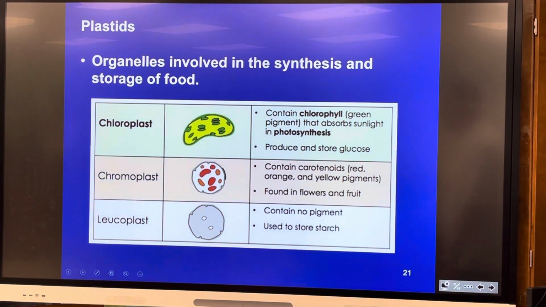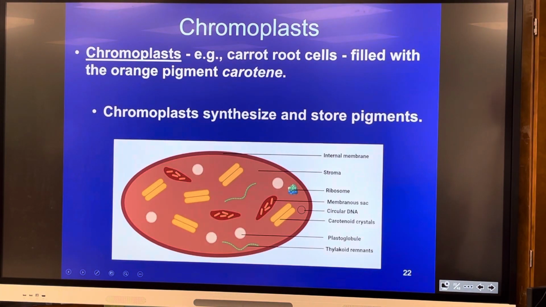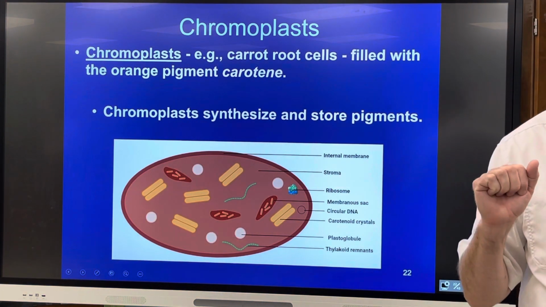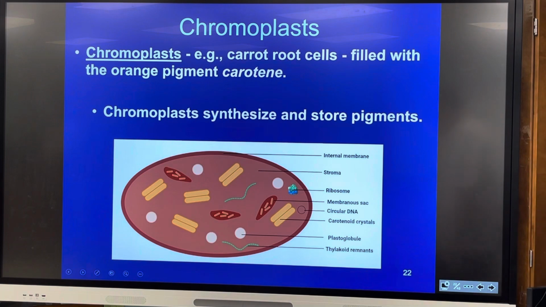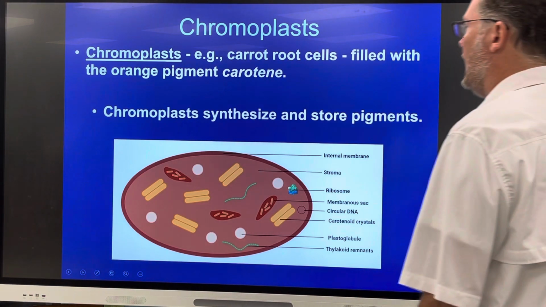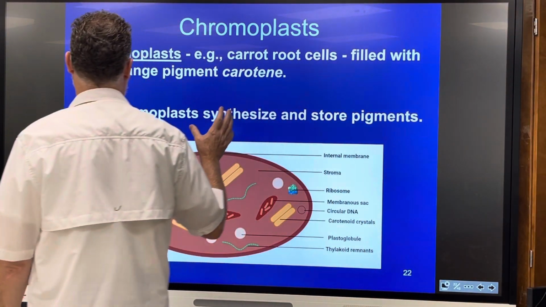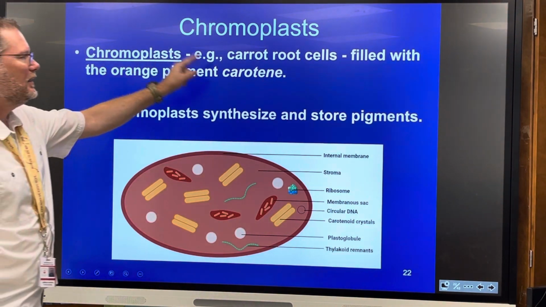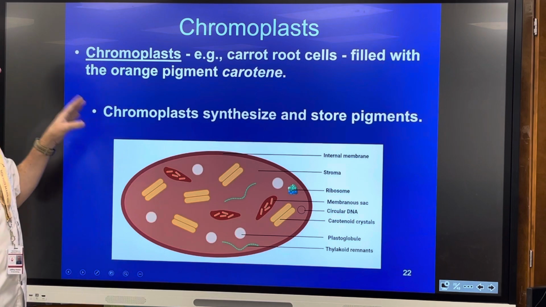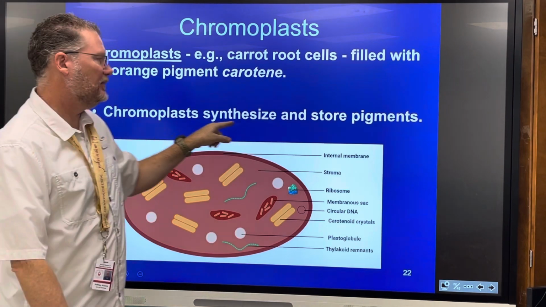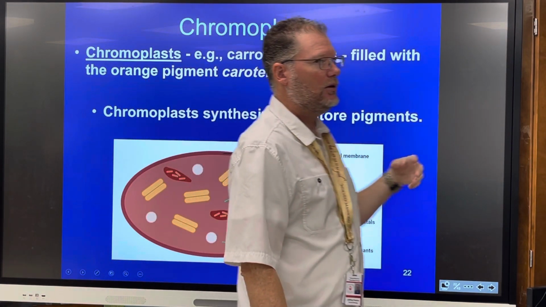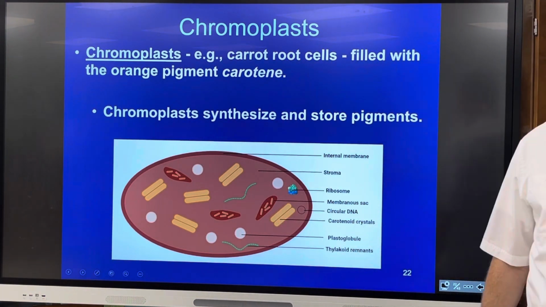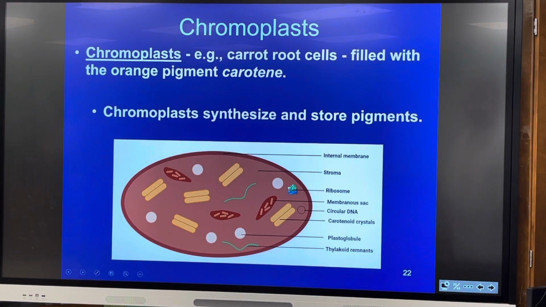Plant makes its own food, right? All right, chromoplasts specifically. So the chromoplasts, we're on page 5 now, slide 22. Carrot root cell, for example, like I said before, filled with orange pigment called carotene. Now chromoplasts synthesize, that means make, and store pigments. And here are some parts, but I don't think you have to know those.